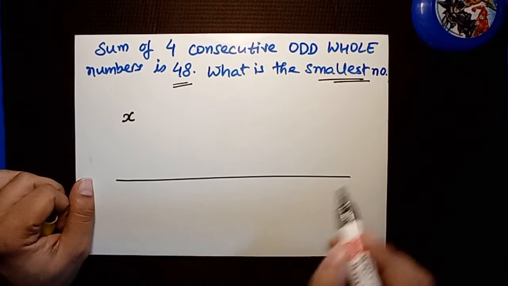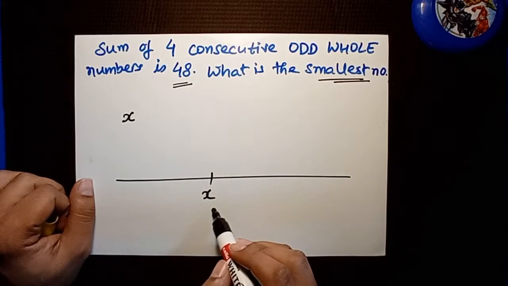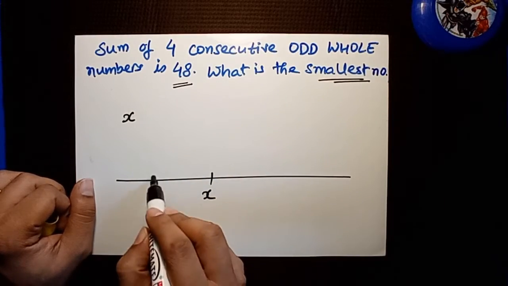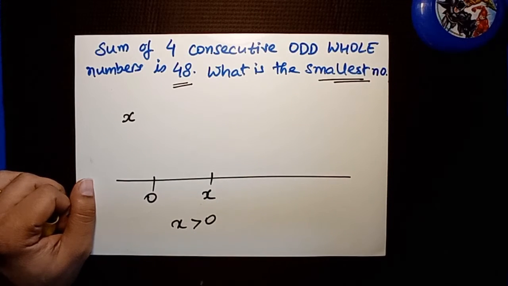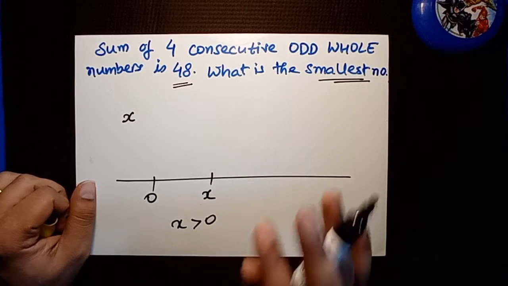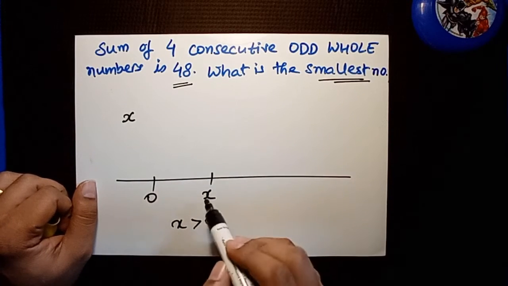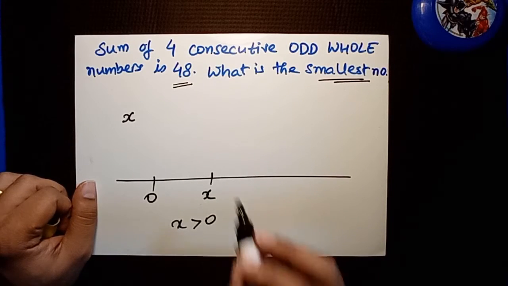Let's also make a number line. Let's say this is x. And we know that x is what? X is an odd number and it's a whole number, meaning 0 is somewhere here. X is greater than 0. We may not use it, but we know that x is greater than 0. And it is an odd number, meaning it cannot be a multiple of 2.